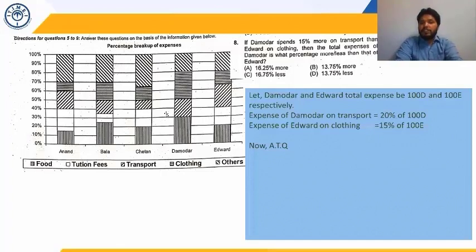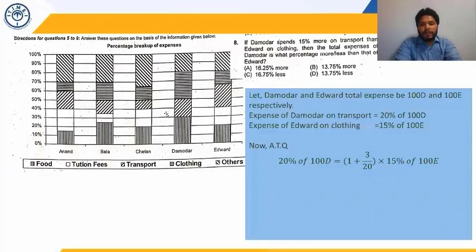So Damodar's expenditure on transport is 15% more than Edward's expenditure on clothing. So we can use the multiplying factor here. We can say the amount Damodar spends on transport is going to be 15% more than the amount spent by Edward on clothing, and the fraction equivalent of 15% is 3 by 20. So the amount spent by Damodar on transport is going to be 1 plus 3 by 20 times the amount spent by Edward on clothing.